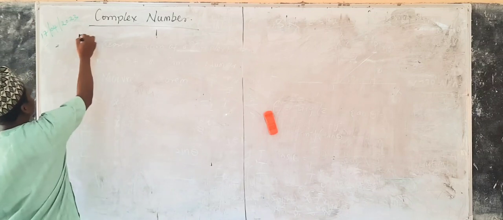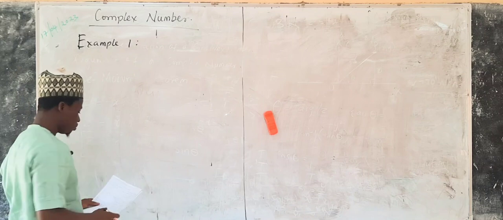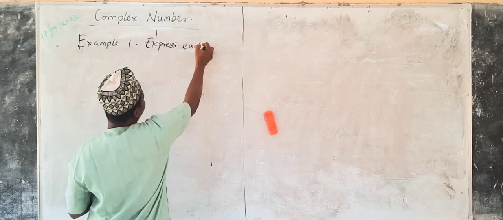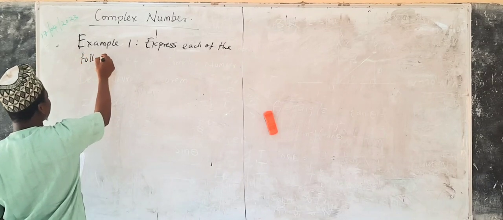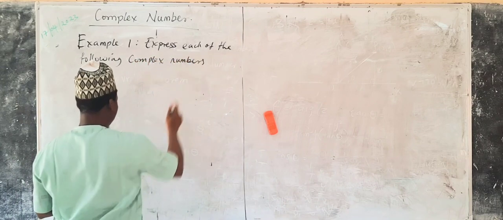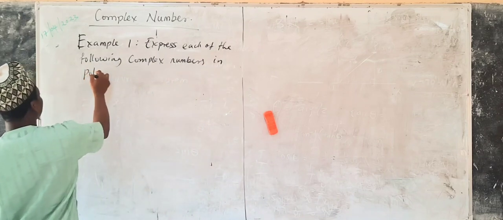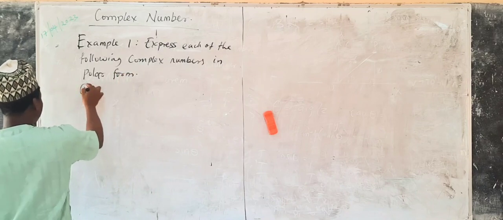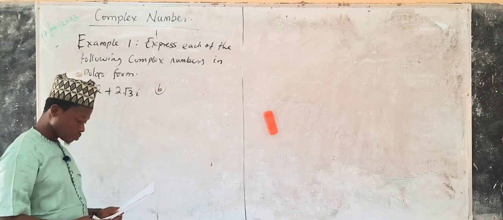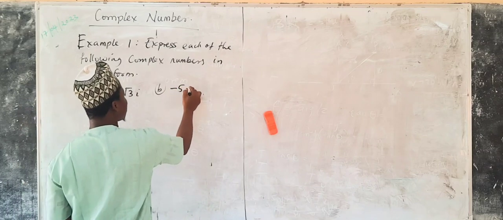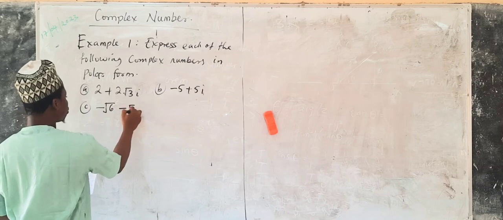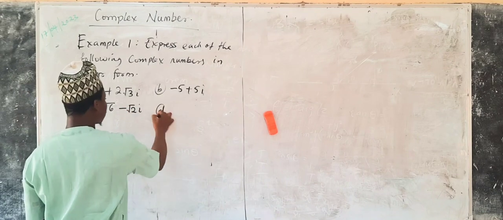Example 1. Express in polar form: a, 2 plus 2 root 3i; b, minus 5 plus 5i; c, minus the square root of 6 minus root 2i; and d, minus 3i.